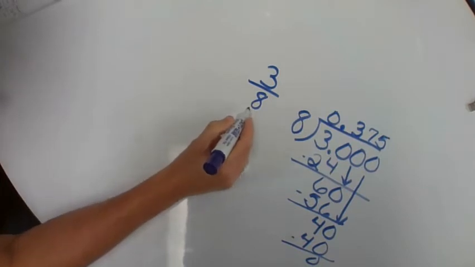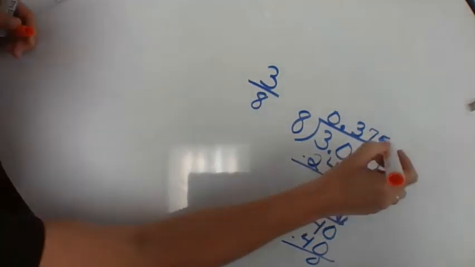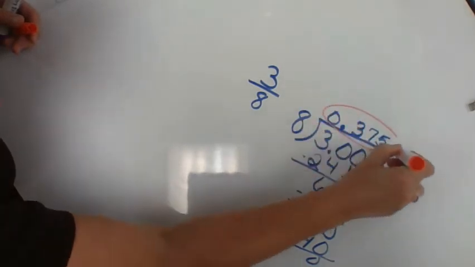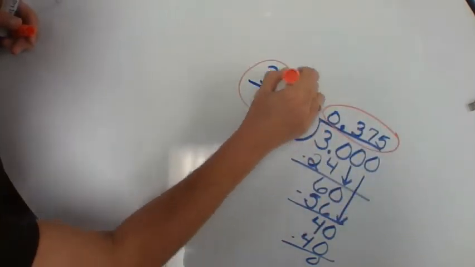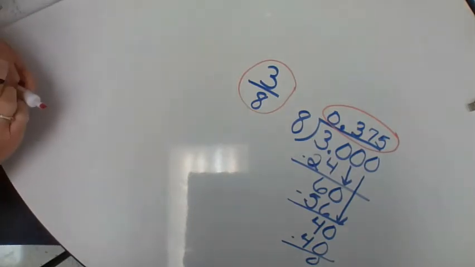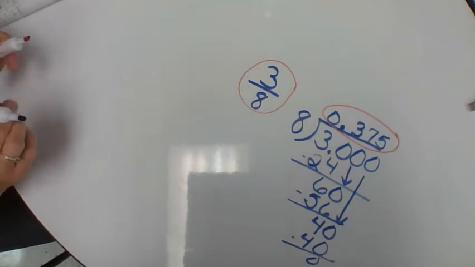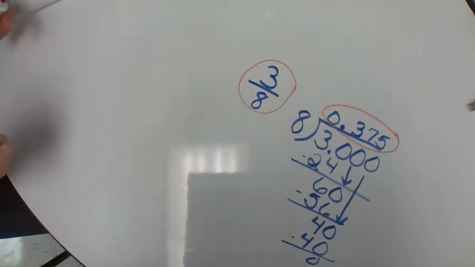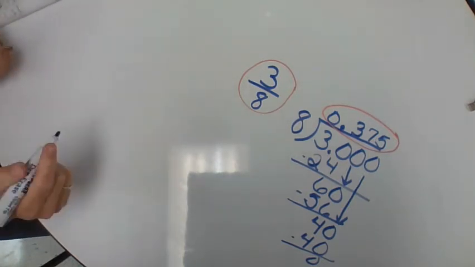So 3/8 is equivalent to the decimal 375 thousandths. They are equal amounts. Another way to change a fraction to a decimal is a little bit easier, but you have to be really alert to what you're doing.